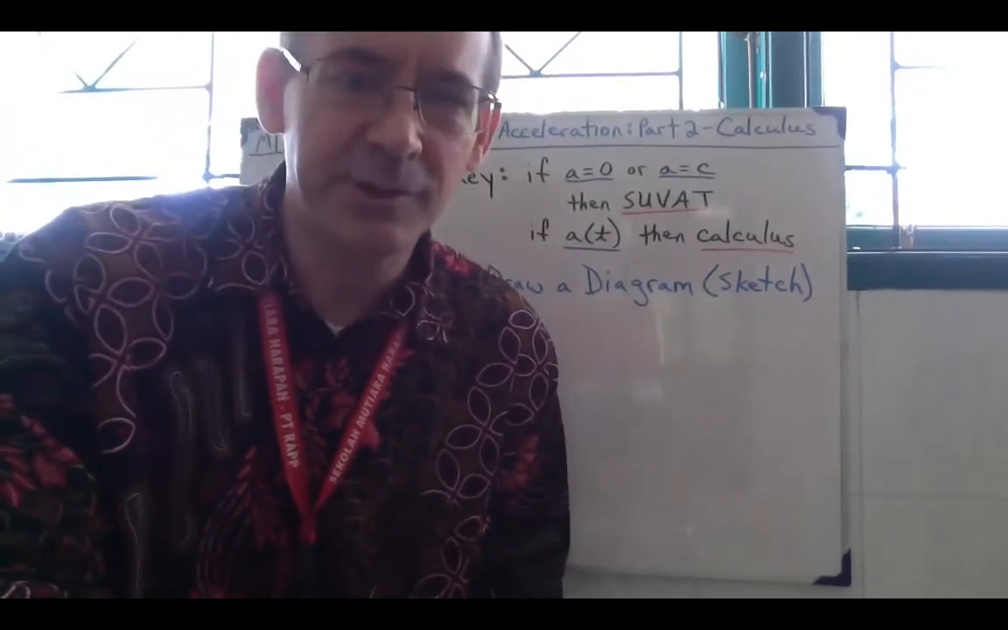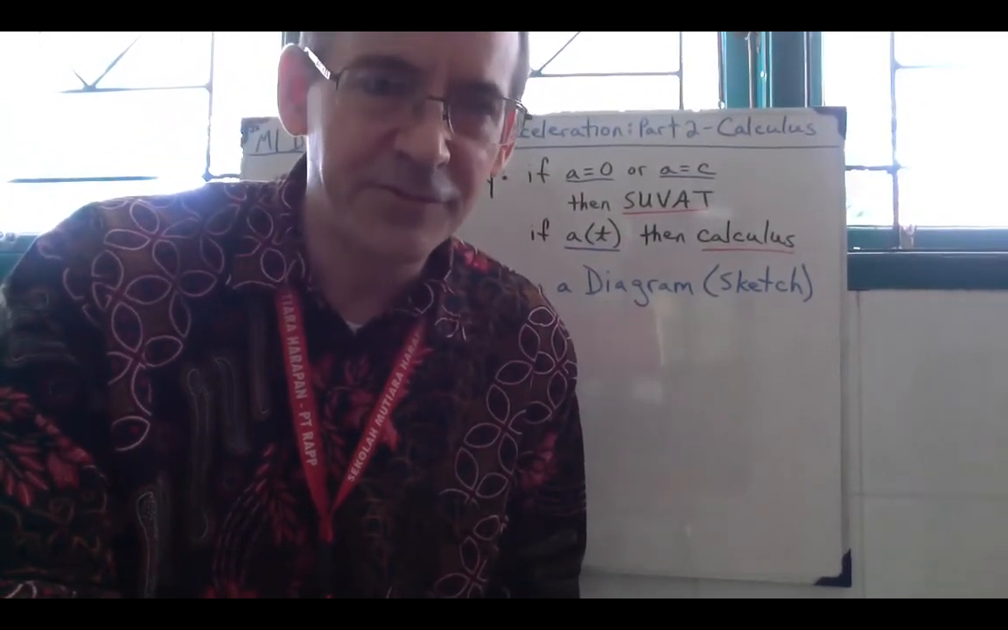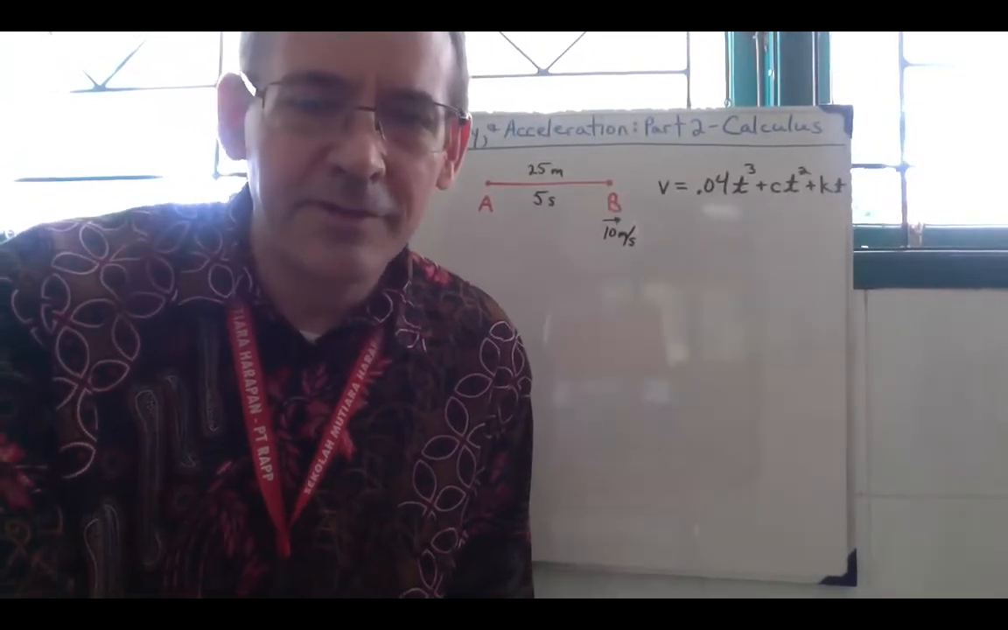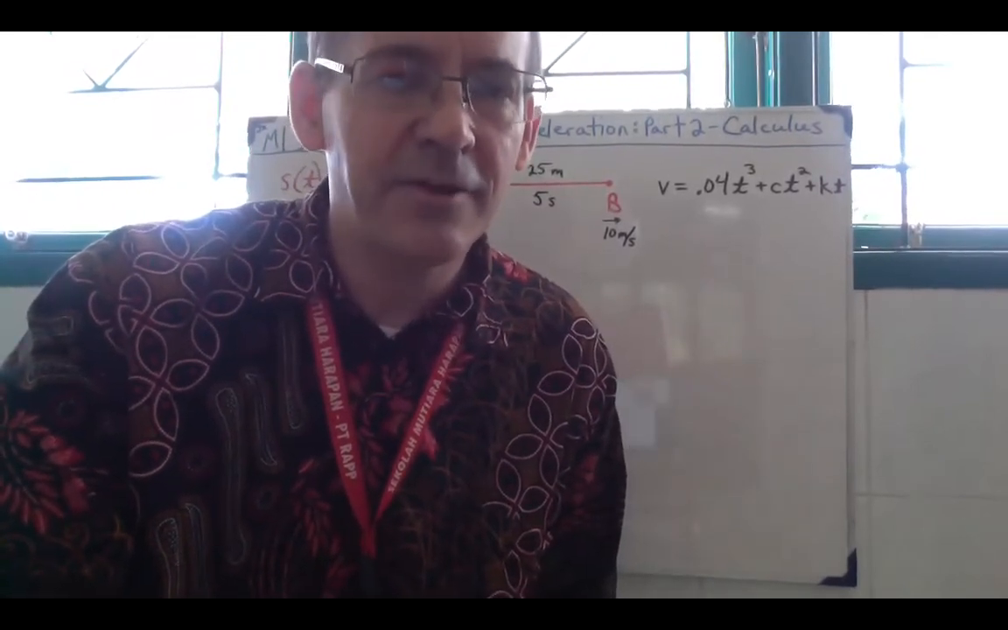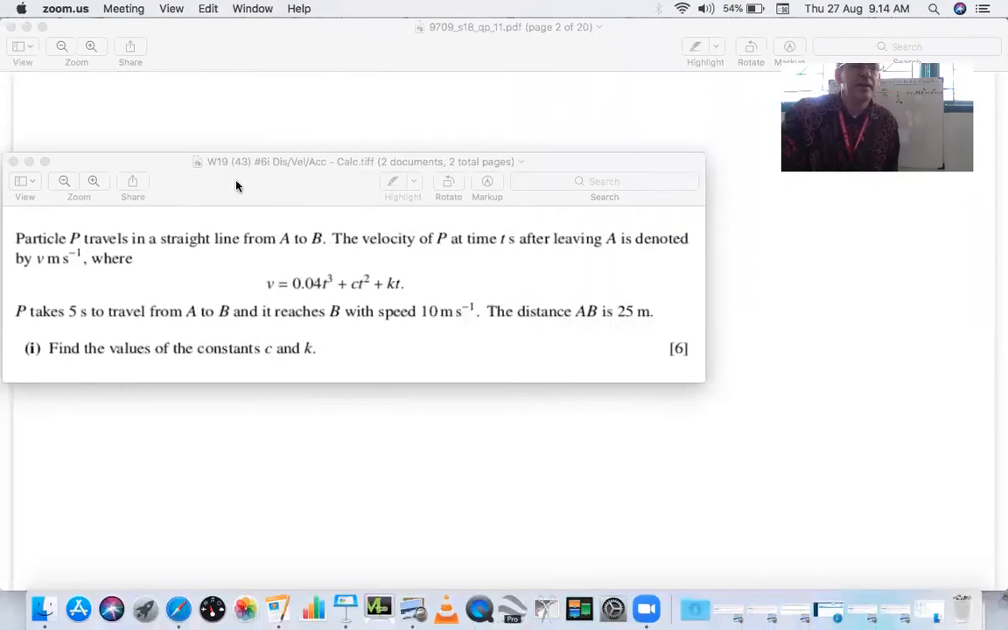So let's get started so we can see what this looks like, and I'll set up the first problem for us. Okay, I have the first problem set up for us, but before we get to the board work, let's look at the problem itself and see what it says here. It says particle P travels in a straight line from A to B. The velocity of P at time t seconds after leaving A is denoted by v in meters per second, where v equals 0.04t cubed plus ct squared plus kt.